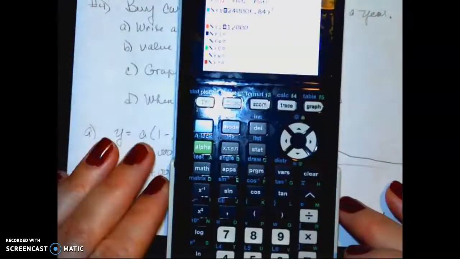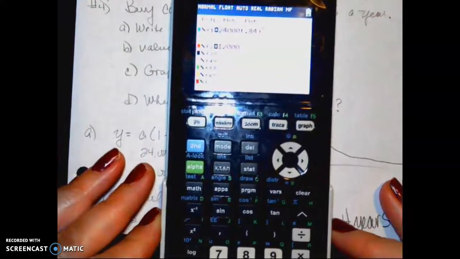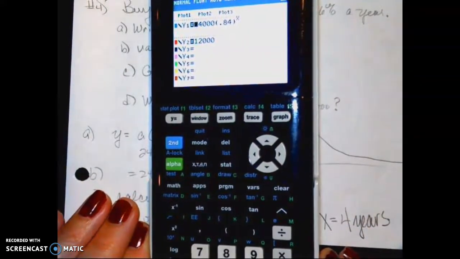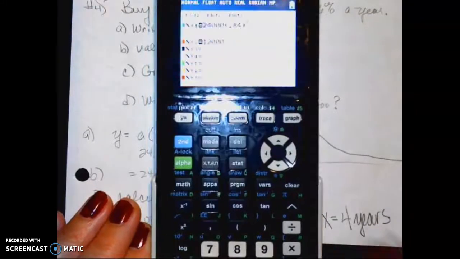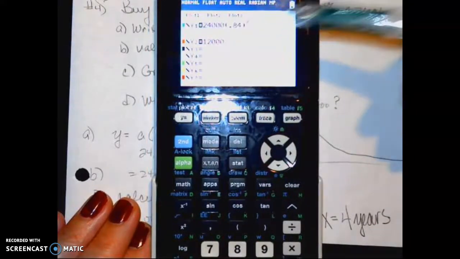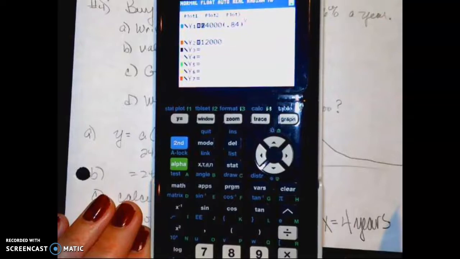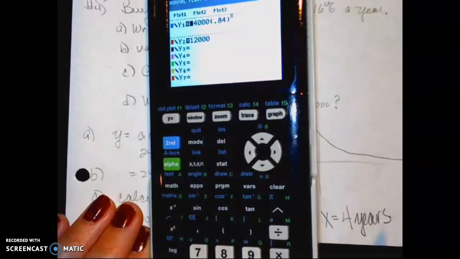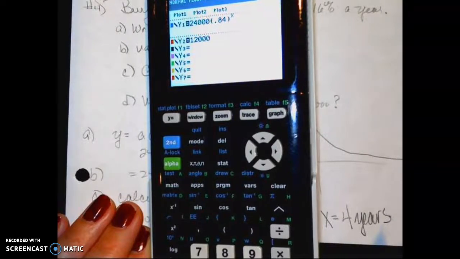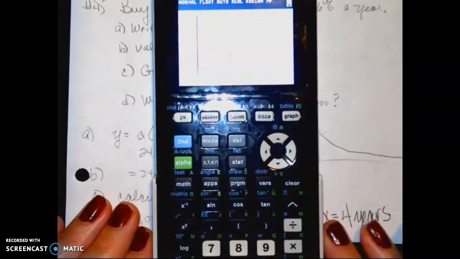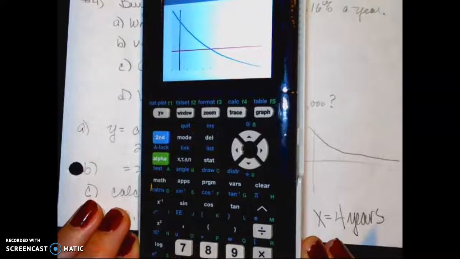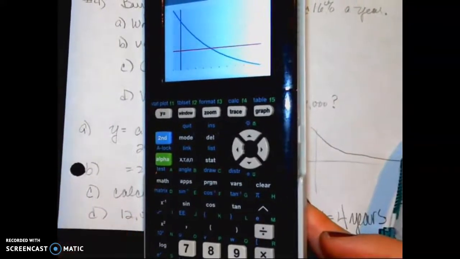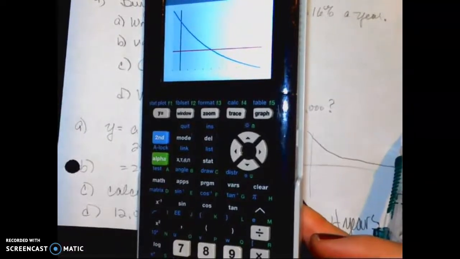So in my graphing calculator, I put each equation. This exponent right here is an x. So it's 24,000 times 0.84 to the x. That's the first equation that I put in there. And then for the second one, I put 12,000. And I graphed it. And it looked like that. If we find the intersection of these two graphs, it will tell me the answer.